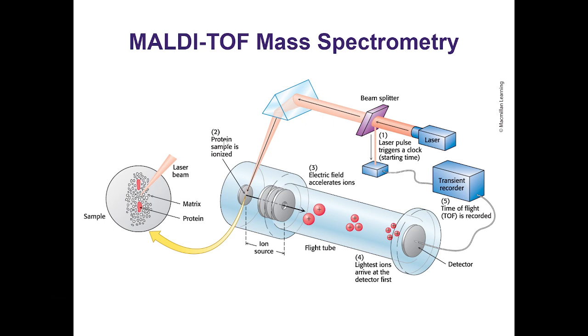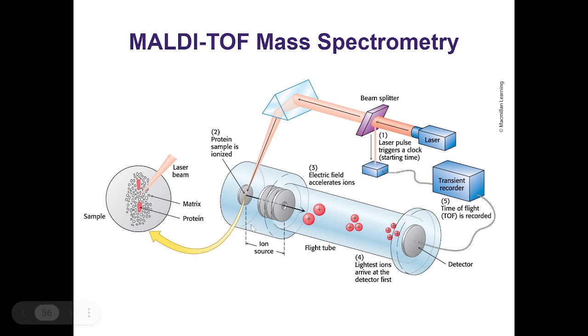Okay, so what we have here is we have a sample coming in. Here's our detector, by the way. This right here is our source. So we put in a protein sample here. This is going to be ionized by this beam here that's coming in. The laser beam is actually going to hit our matrix that has the protein embedded within it.